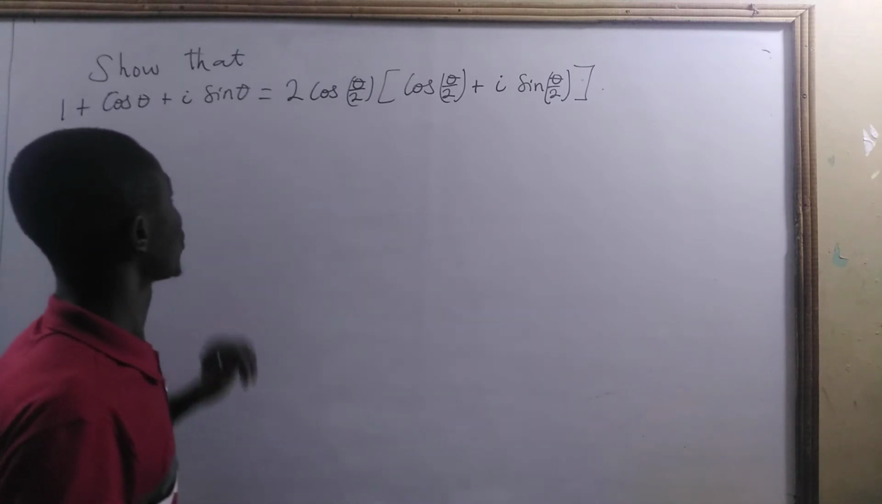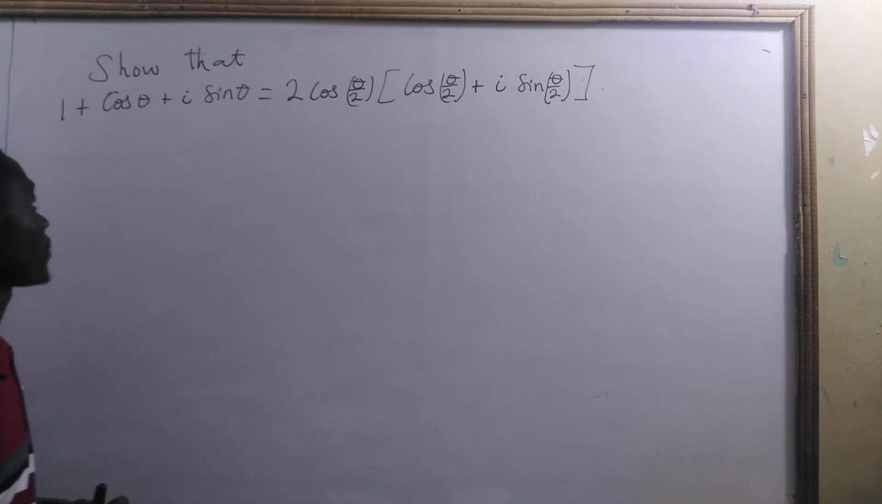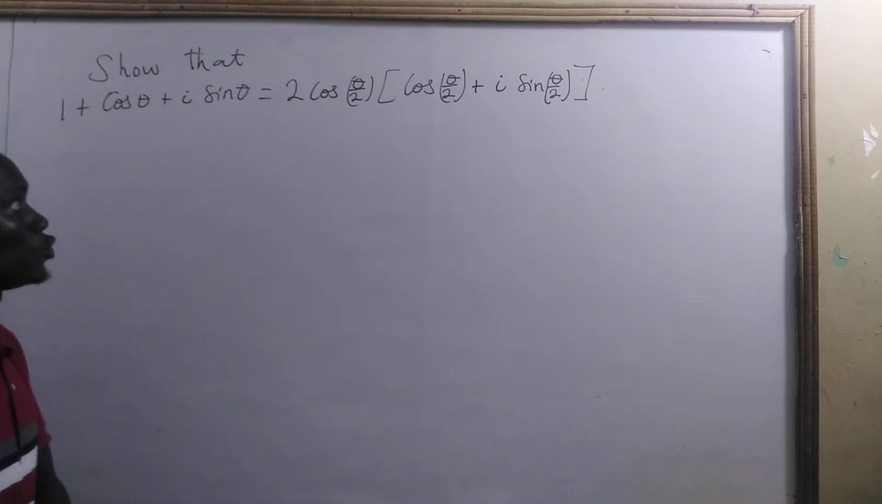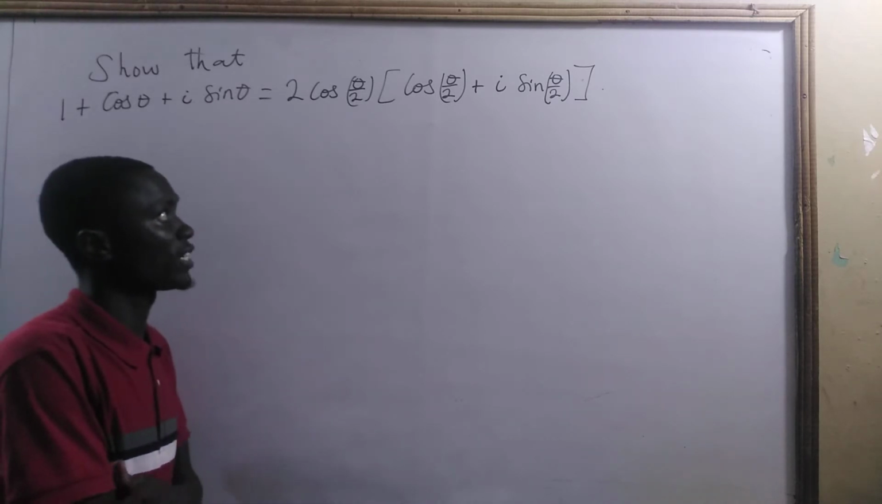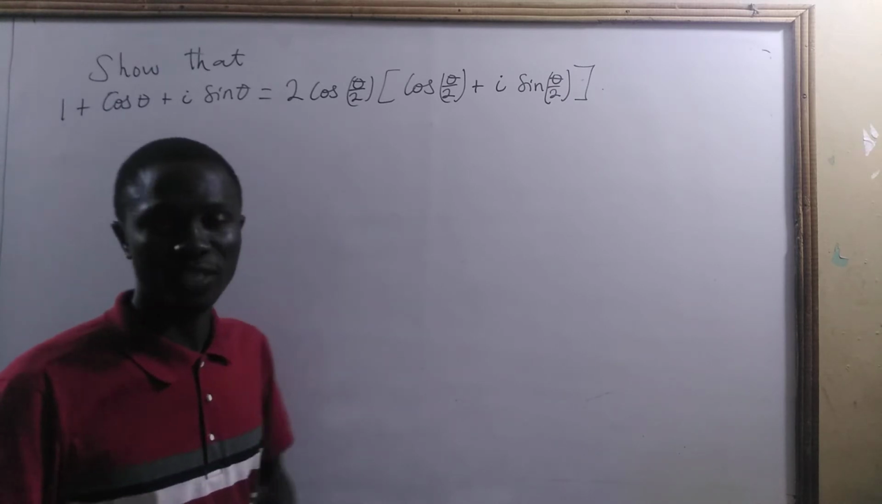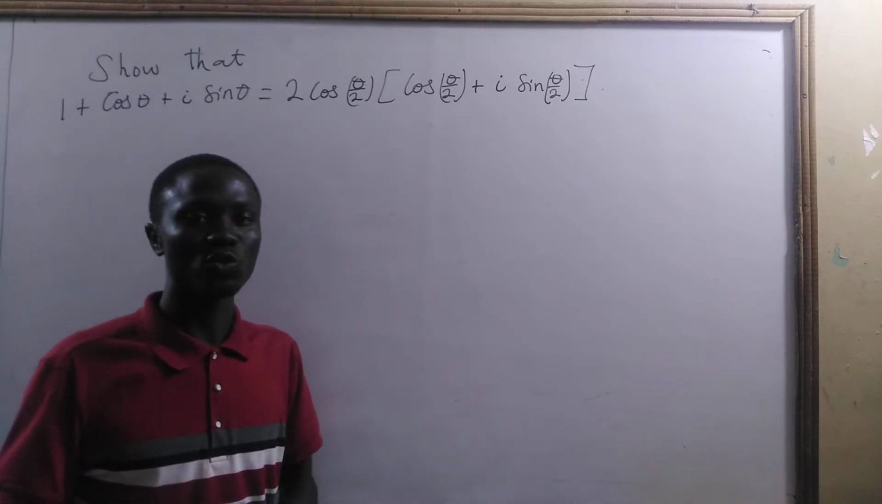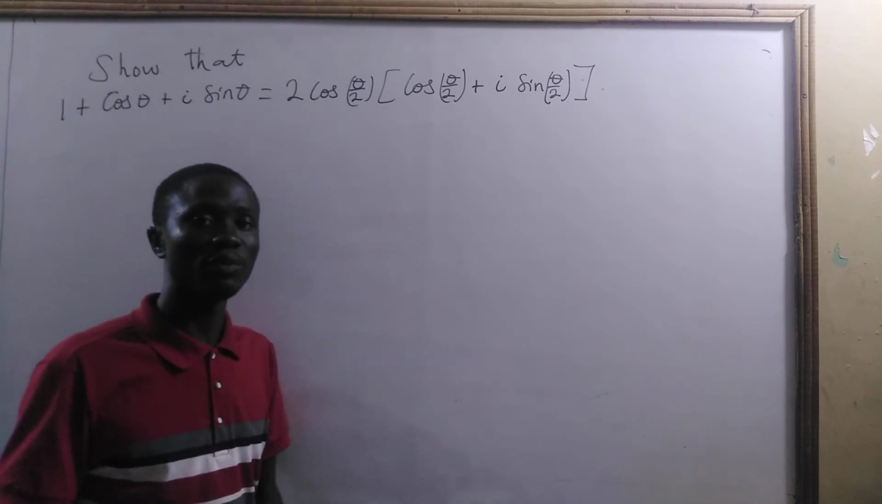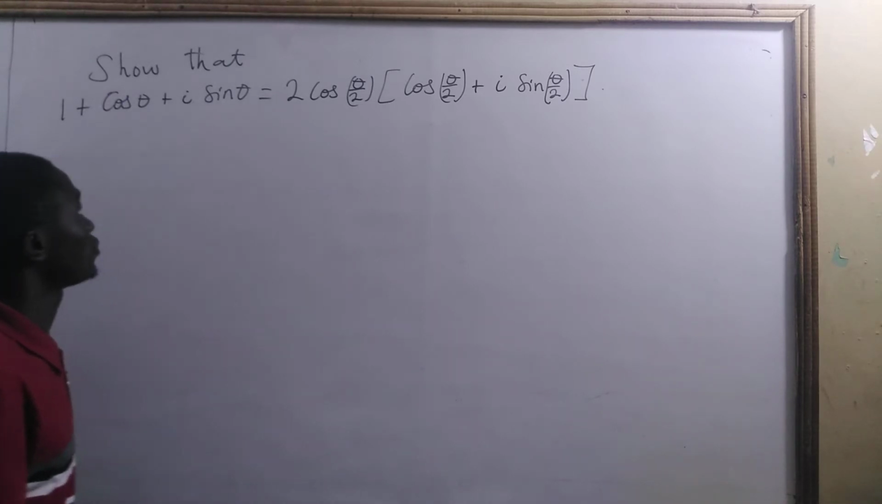Now, how do we solve this question? Show that 1 plus cosine theta plus i sine theta is equal to 2 cosine of theta on 2 times cosine of theta on 2 plus i sine of theta on 2. Thanks to Harriet Araba Esau from University of Ghana, Legon, for sending me this question. Now let's see how we solve this one.